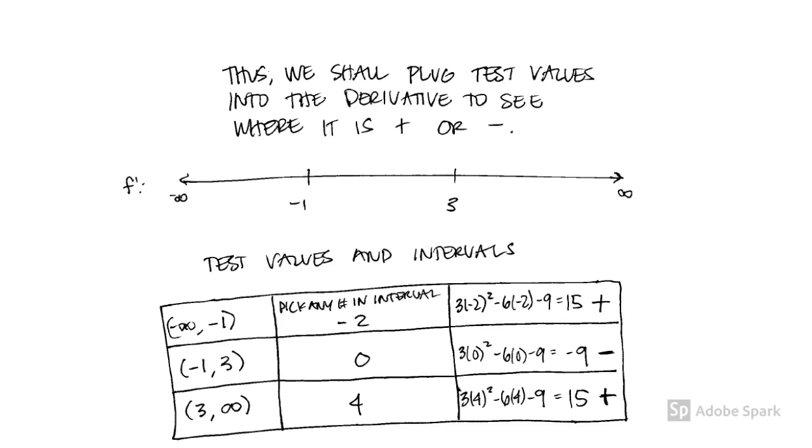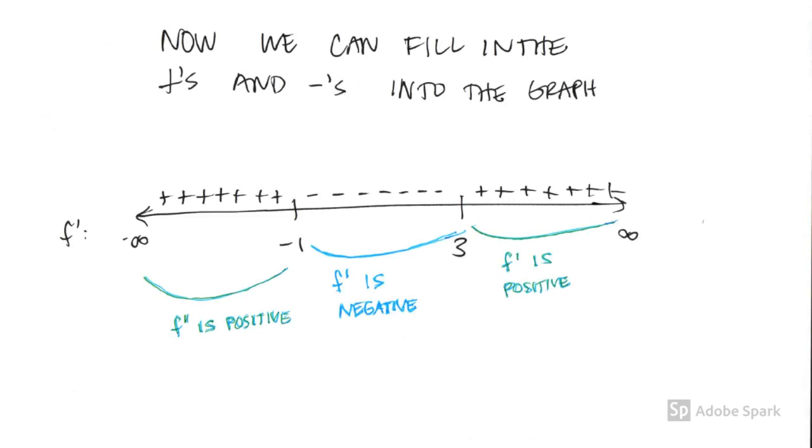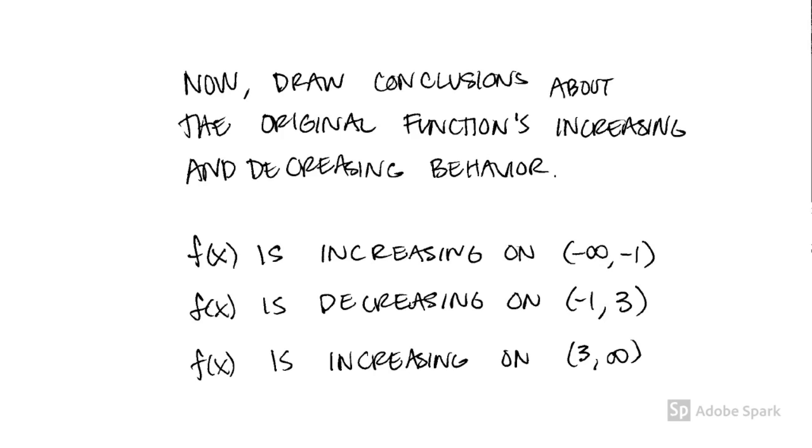For the second interval, between negative 1 and 3, I plugged in 0 into the derivative and got that it was negative. And in the third interval, from 3 to infinity, I plugged 4 into the derivative and got that the derivative was positive. So I'm going to update my real line and show where the derivative is positive and negative. And then we can draw conclusions about the original function from this first derivative test. So we can say that the original function f of x is increasing from negative infinity to negative 1. It's decreasing from negative 1 to 3. And it's increasing from 3 to infinity.